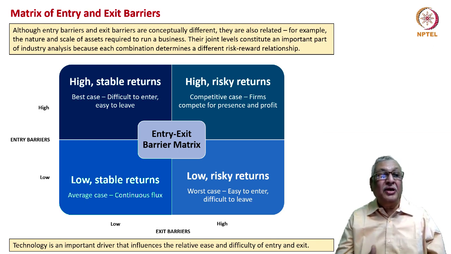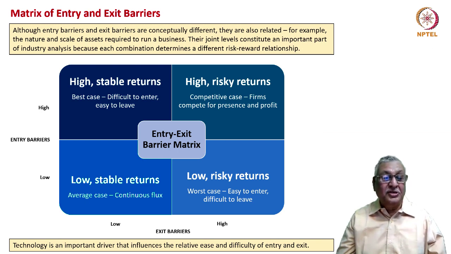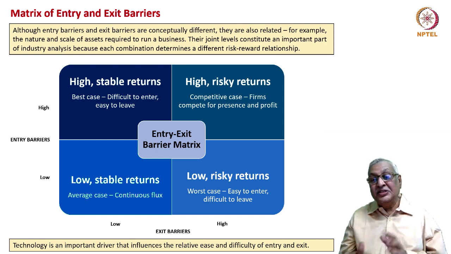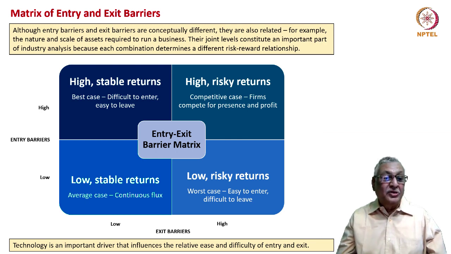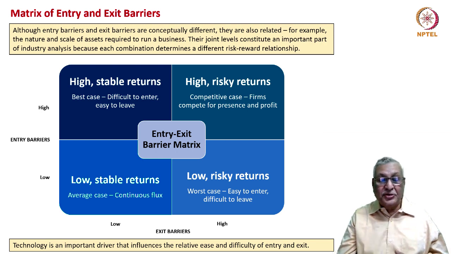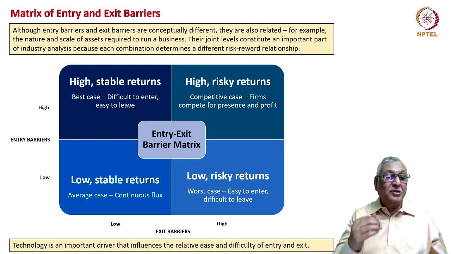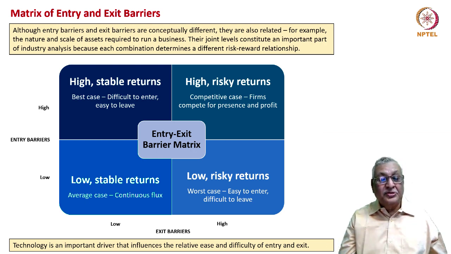Now let us look at a matrix of entry and exit barriers. Let's think of an industry where the entry barriers exist to enter the industry. Similarly, exit barriers also exist for moving out of the industry. So we can look at a low entry barrier, high entry barrier situation. Similarly, a low exit barrier and high exit barrier situation. Suppose the entry barriers are low. Similarly, the exit barriers are low.